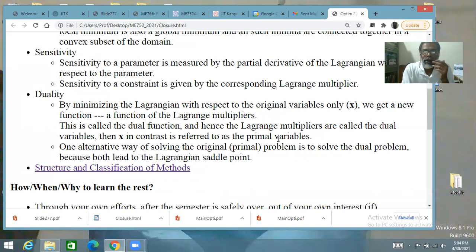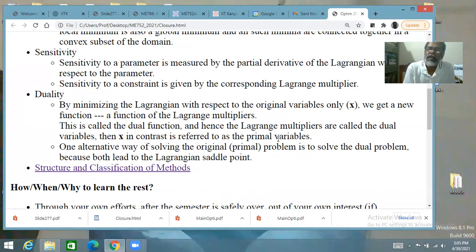Now, for a constrained optimization problem, you can define a dual problem. The original problem was to minimize with respect to x. The dual problem will be to maximize with respect to lambda and mu. And the solution of the original problem, the primal problem, and the solution of the dual problem will match together at the Lagrangian saddle point. So whichever way you go, this is the sense of duality.